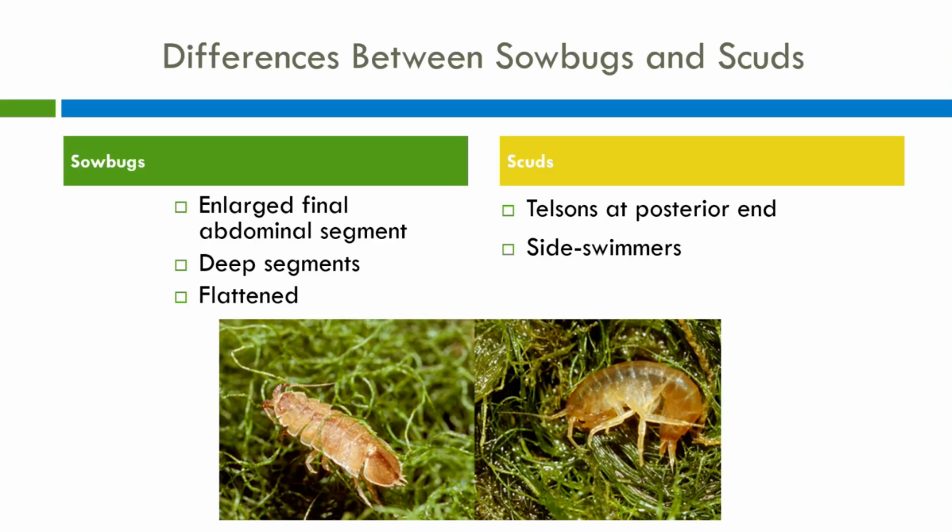So just to summarize the differences between these two, the sow bugs have that enlarged final abdominal segment, while the scuds are more rounded, and it's kind of like 2 bits poking out. They're called telsons at the end of that abdomen. The sow bugs are flattened from top to bottom, and the scuds are flattened from side to side and always swimming on their side.